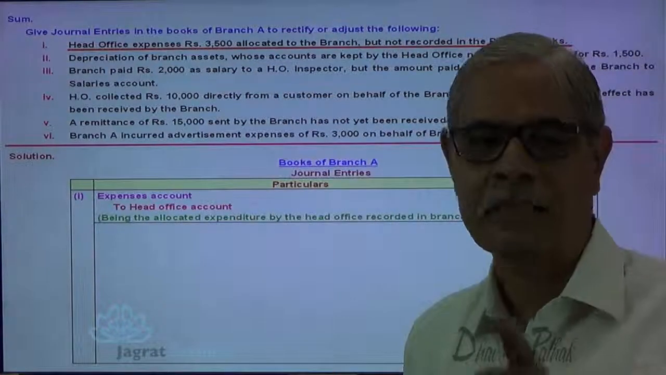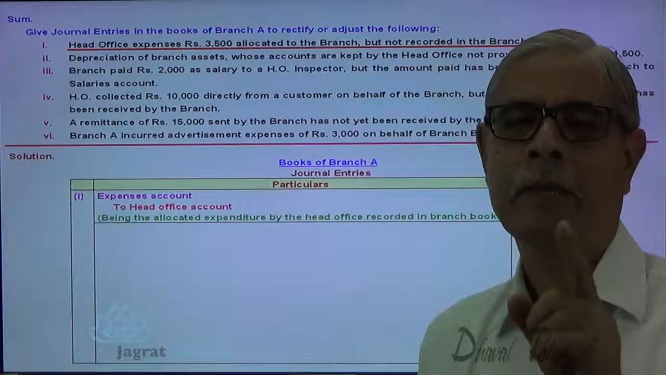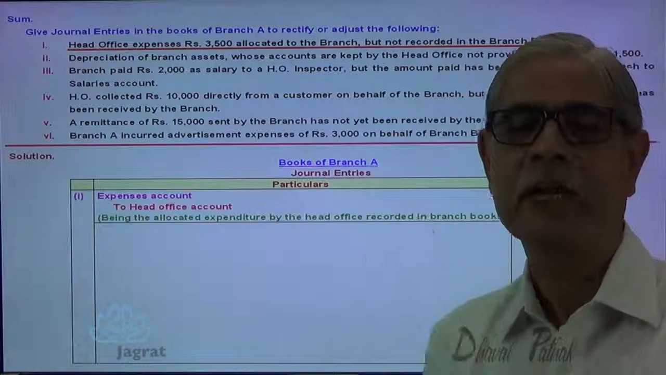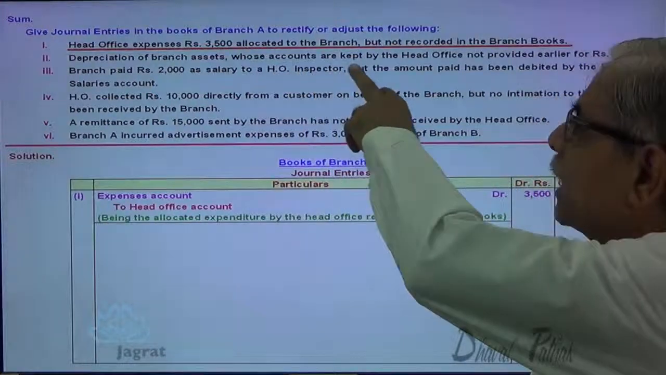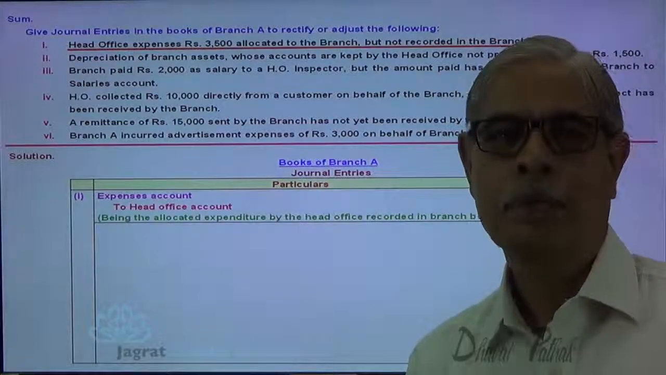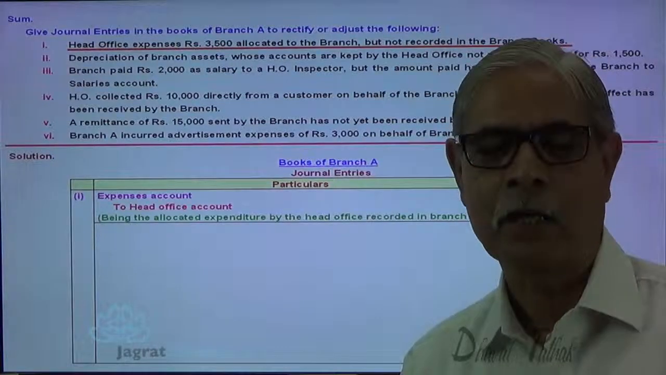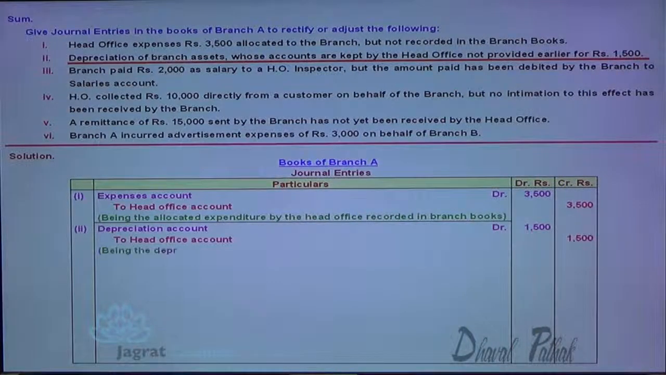Depreciation of branch assets. So assets are used at branch. Depreciation has occurred thereon. So depreciation is a charge to be made to the profit and loss account of branch. So depreciation account need be debited in the books of branch, whose accounts were kept in the books of head office, not provided. So asset account is in the books of head office. So depreciation is to be transferred to HO account because the asset account is in the books of HO. So depreciation account debit to HO account credit is the adjustment entry, being depreciation provided.